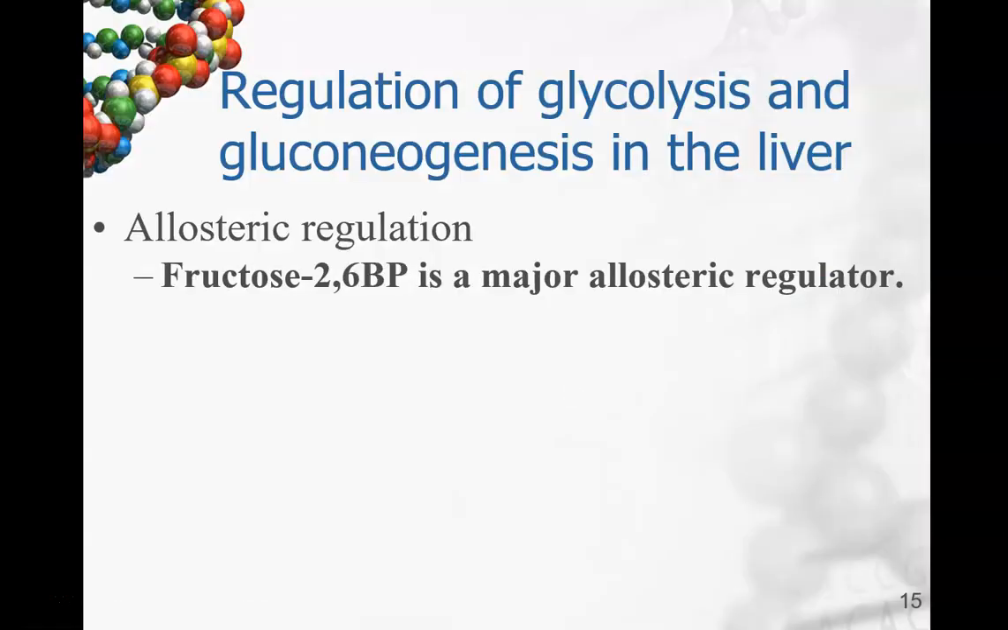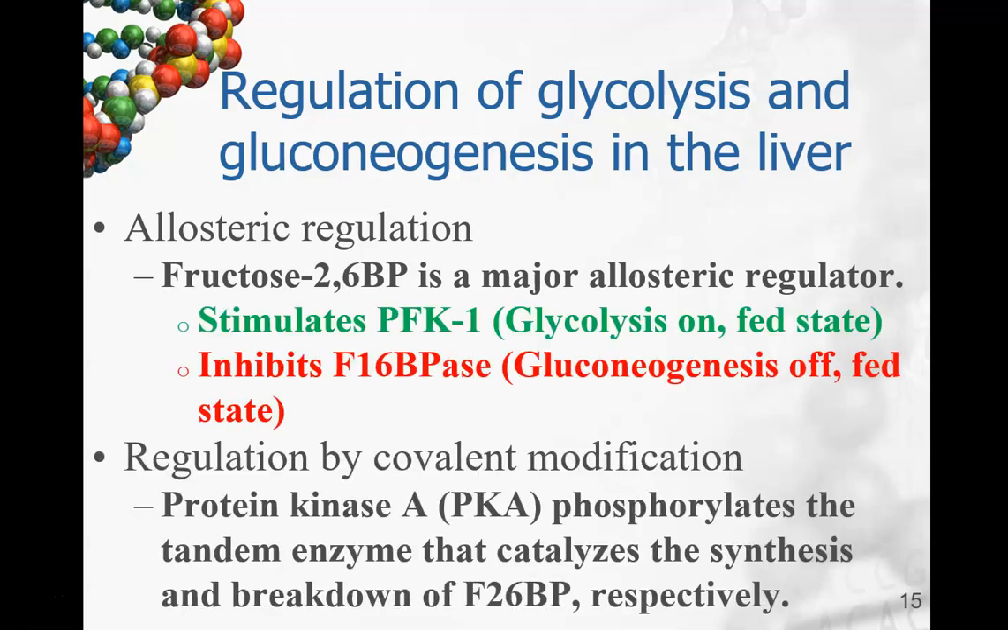So what we need to figure out is when these pathways are active, and we want to keep memorization to a minimum if we can. But this is one thing you should memorize. Fructose 2,6-bisphosphate, which is not part of the pathway, is a major allosteric regulator of both glycolysis and gluconeogenesis. So this is something you're going to have to memorize. If you memorize this, you can figure everything else out. Fructose 2,6-bisphosphate stimulates PFK1, and it binds to the enzyme and encourages the R form or the active form.